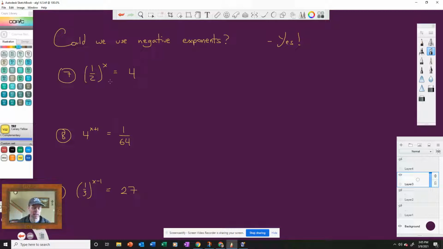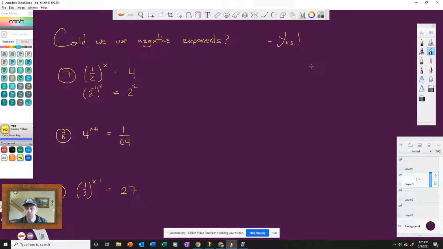For example, in number 7, can I get a common base between 1/2 and 4? Yes, I can. And the 4 is easy for everyone. You guys all know that that is 2 squared. But here's the question. 1/2 is 2 to the what? 2 to the what gives you 1/2? This is where you had to pay attention in chapter 6.1. Yes, 2 to the negative 1 is 1/2.